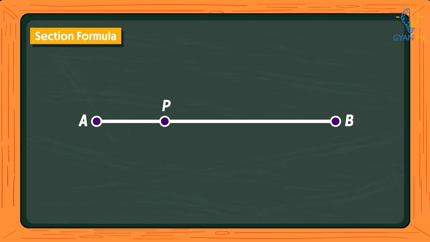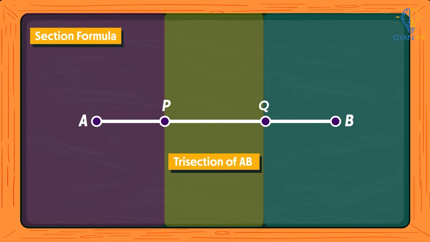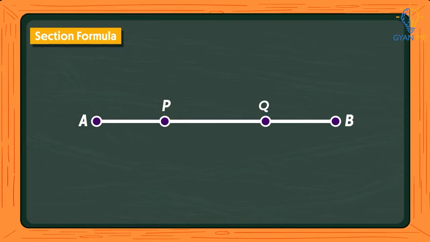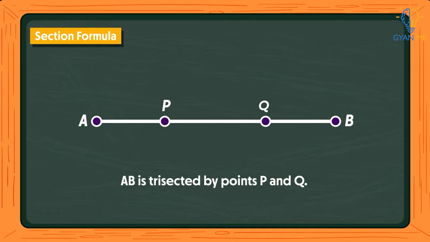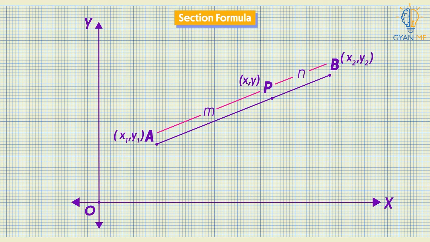Now students, if we add another point, say Q, near to B, then we observe that AB has three sections now. Such a situation is called trisection of AB, or we can say that AB is trisected by points P and Q. Now students, let us take these 2 points A and B on the coordinate plane, and point P is given in the same coordinate plane which divides AB in some sections, say M and N. Can we find the coordinates x, y of point P using the section formula?